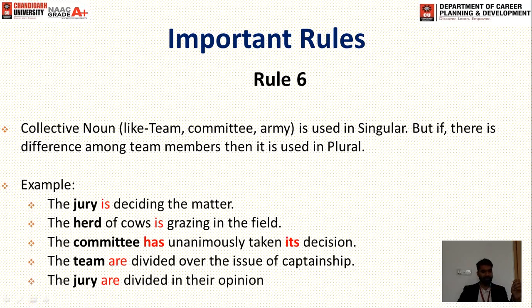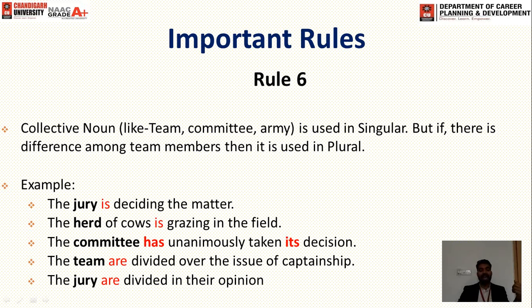Again, let's see some examples. The jury is deciding the matter. That means the jury is acting as one team. They all have similar thoughts. That's why jury. The herd of cows is grazing. This is the most common example you generally see in exams at lower levels, because students end up placing are in place of is, but the main noun here is herd. This is the collective noun. So the herd of cows is grazing.